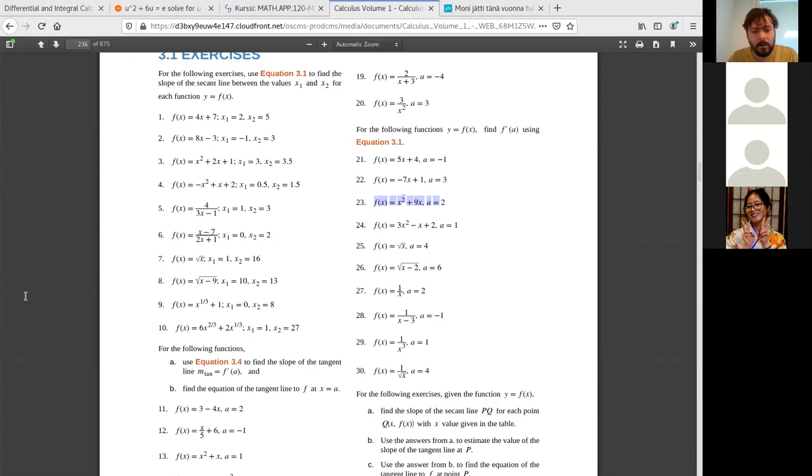So I'll write it here. f of x is equal to x squared plus 9x. Use the limit to find f prime at 2.